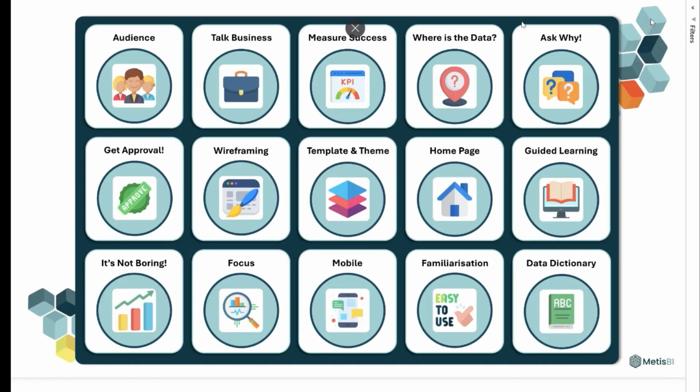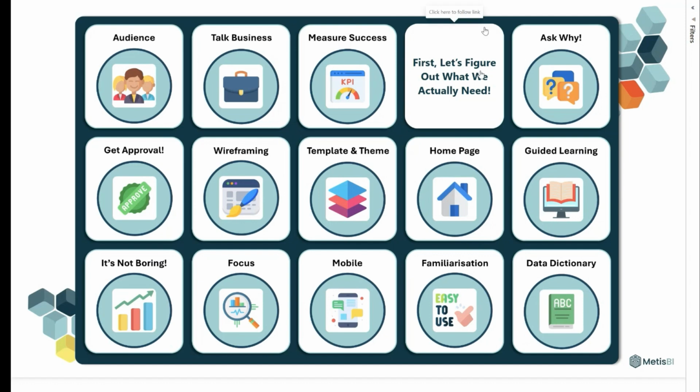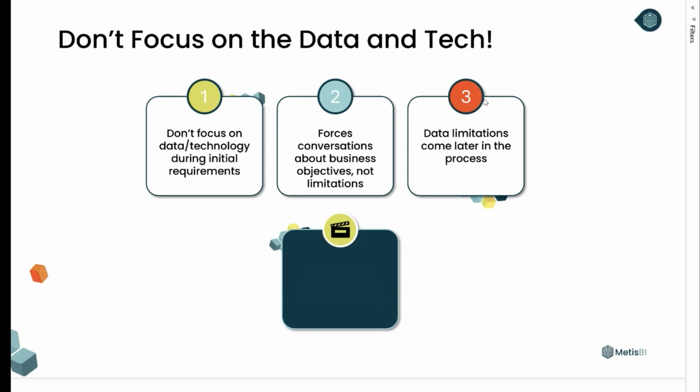Moving on. Where is the data? So let's first figure out what we actually need. Okay. I haven't mentioned tech. I haven't mentioned anything to do with data availability. I stole this from Miko Yuk, and I think it works really well. I get a lot of pushback, but try it out. When I send out the agendas to gather the requirements, I always put a note saying, we're not going to talk about visuals, technology, data availability, nothing like that.